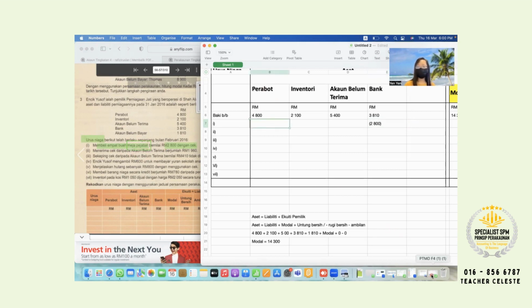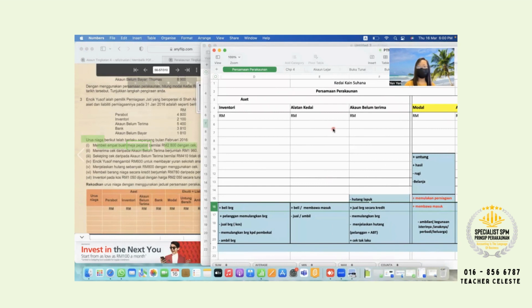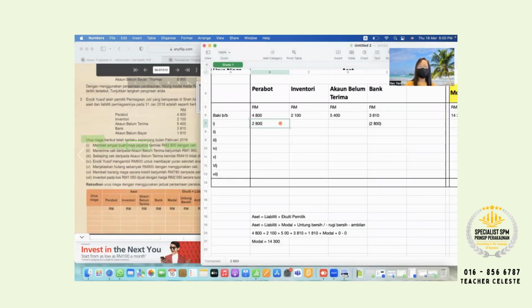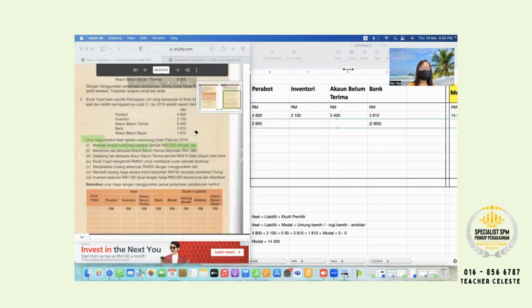So perabot, you go back to this one. Last week teacher will do some amendment here, right? Alatan kedai, perabot, kenderaan. Okay. So once you beli, then put tambah. So you tambah 2,800. Tambah no need mention plus, just like this, positive equals to tambah. So clear this one? Online student, any question? So don't keep quiet, okay? So please ask me some question.